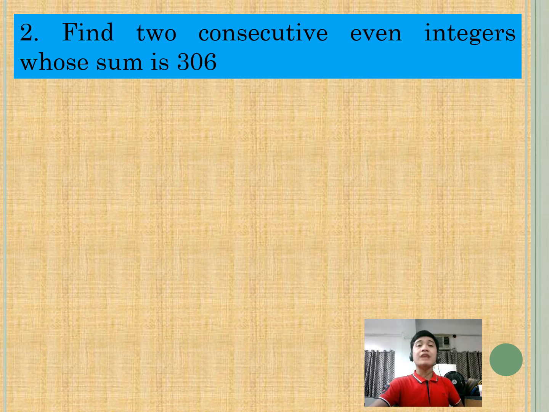Okay, let's have the second problem. This is the problem number 2. Find two consecutive even integers whose sum is 306. Okay, so this will be our last example. Okay, find two consecutive even integers whose sum is 306. Okay, so babantayin natin dito is keyword. Okay, sa problem, hanapin daw natin yung dalawang consecutive even integers na pinag-add natin sila, ang sum ay 306.